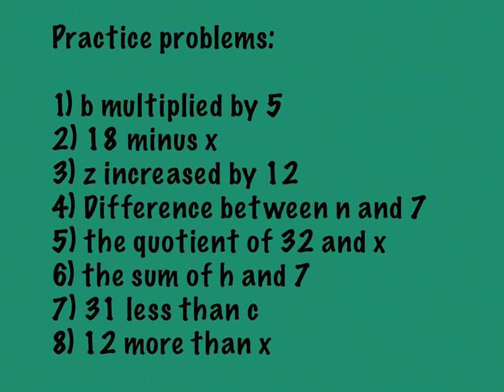Okay, and then number 8 is 12 more than x. So you want to underline more than, and that means flip the order. So 12 is going to come second, and x is going to come first. And more than means adding, so x more than 12.